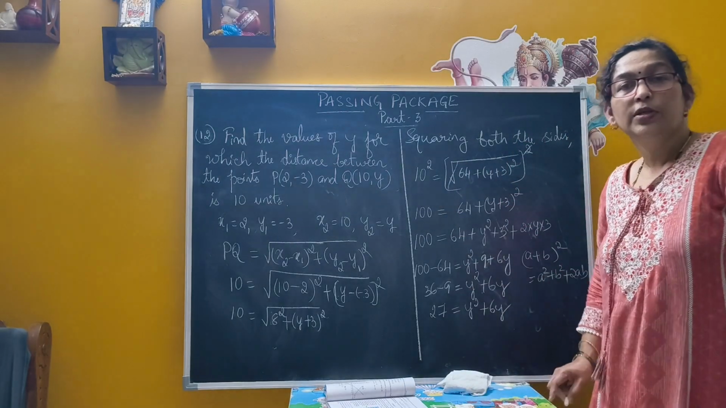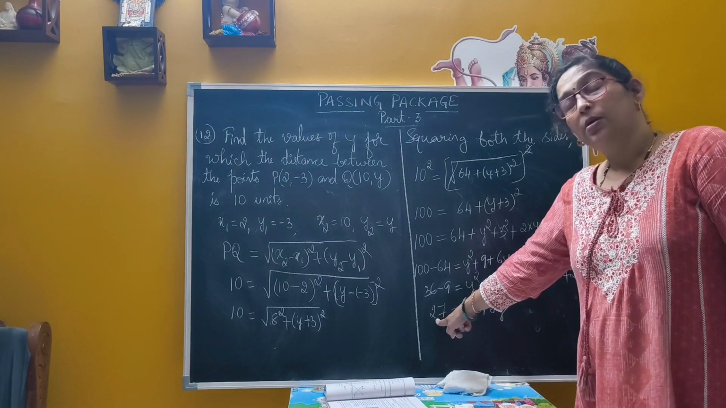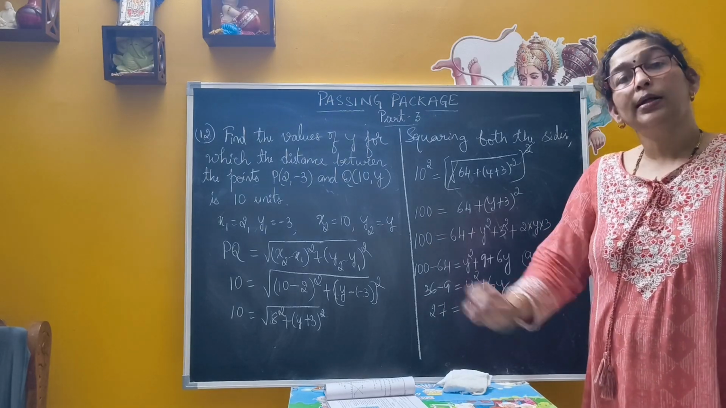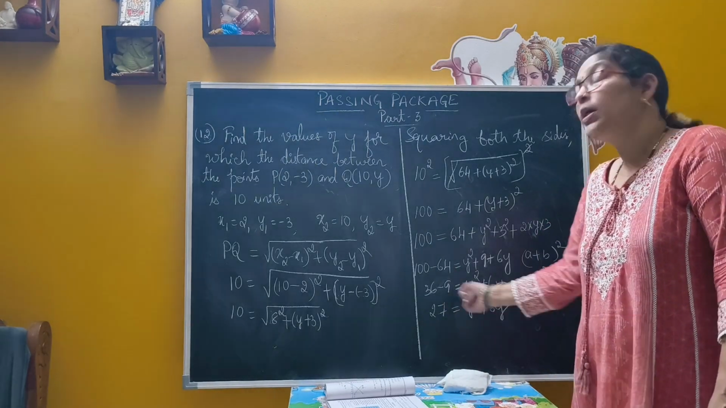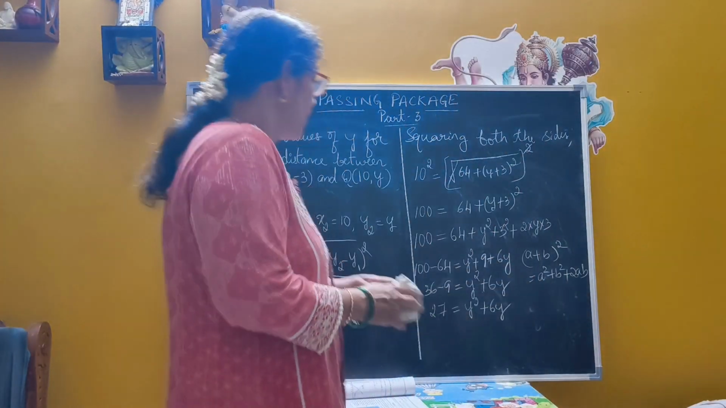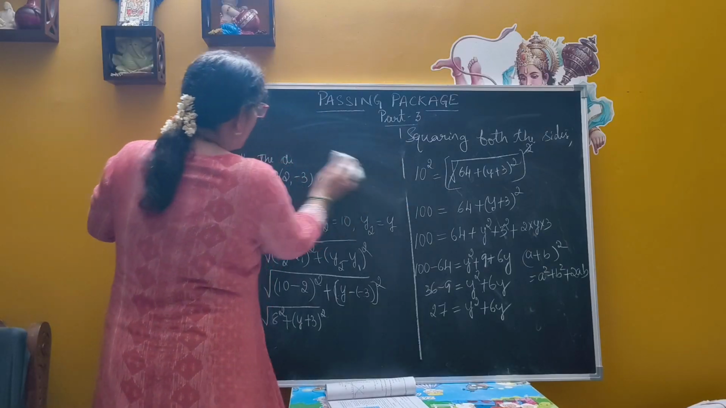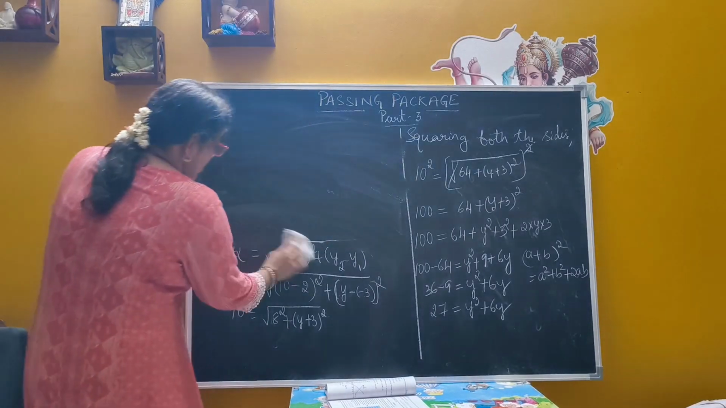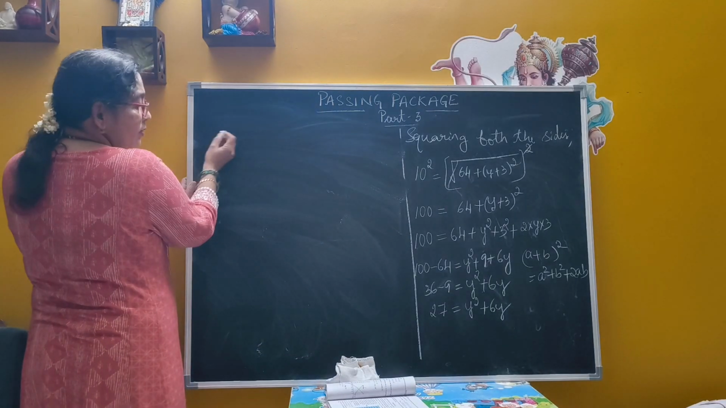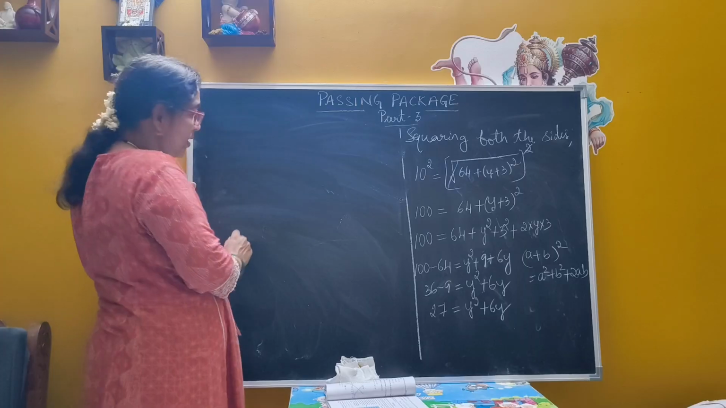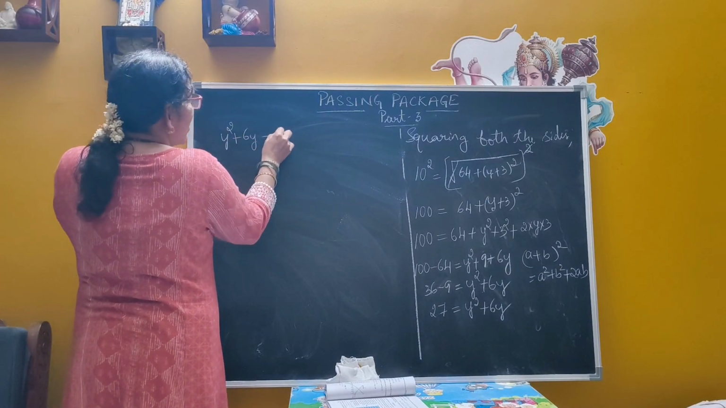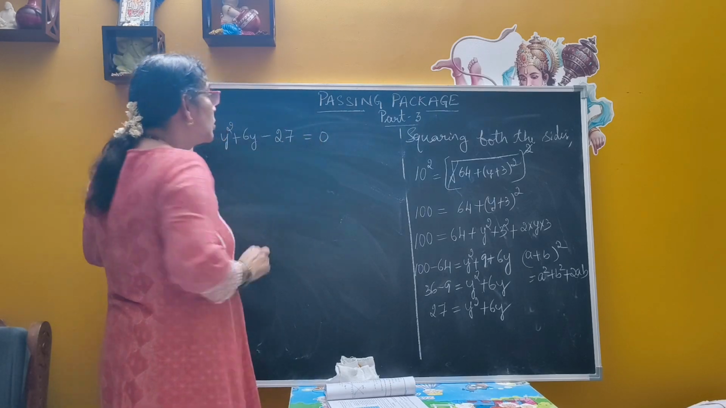So how can you simplify this further? Now we have to shift this 27 to RHS and write 0 here. Then we get a quadratic equation: 0 is equal to y square plus 6y minus 27. Let us write that. So shift 27 to RHS. So I write 0 is equal to y square plus 6y minus 27, or we can write y square plus 6y minus 27 is equal to 0.